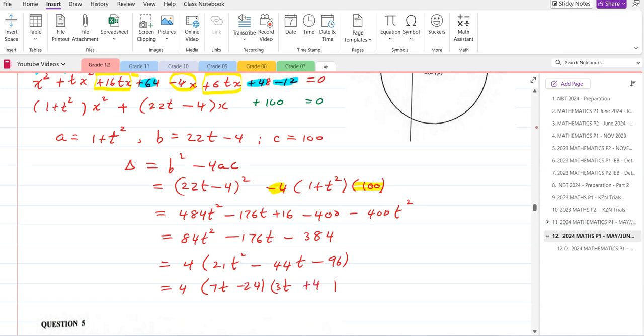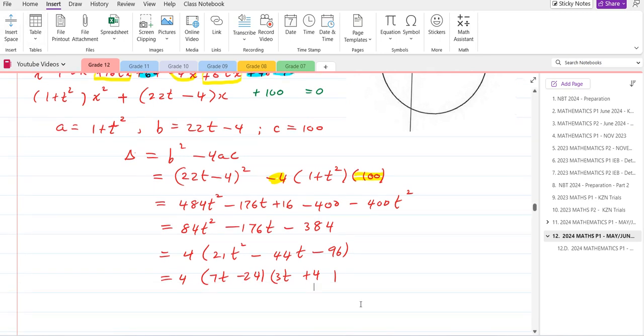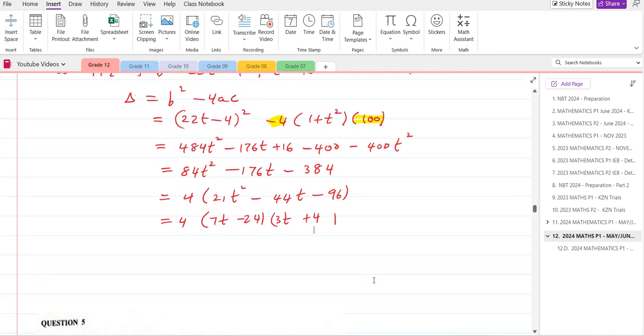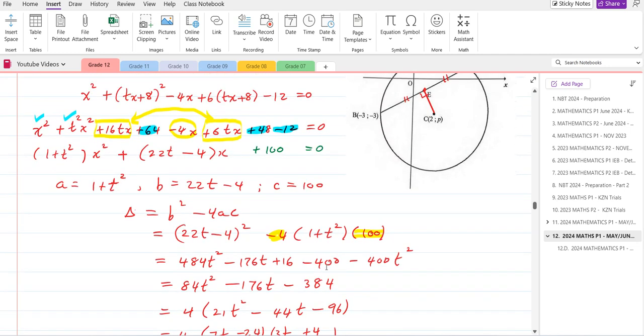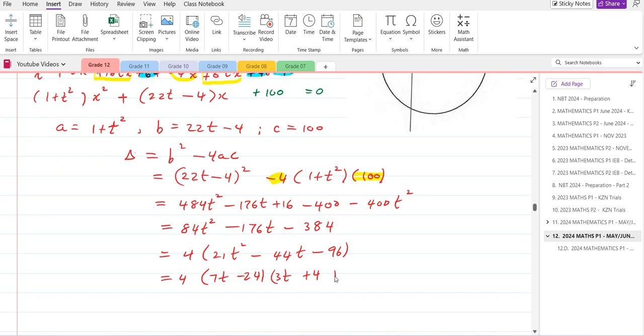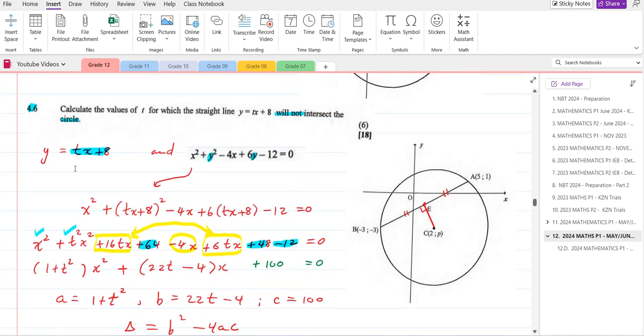Right. Now what do we do with this delta? What do we do with this delta? If it's equal to 0, then we're going to have tangents. In other words, if delta is equal to 0 here, you're going to have this line be a tangent to this point.